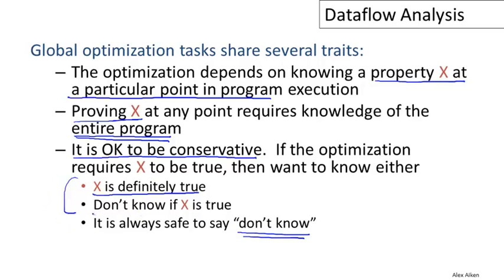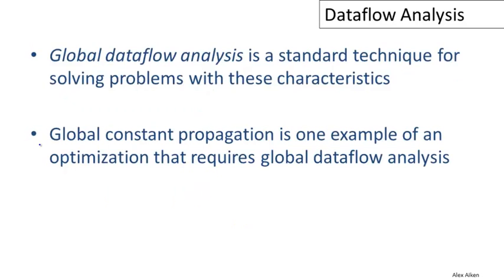So having approximate techniques, or techniques that don't always give the correct answer to the questions that we want to ask, is okay as long as we are always right when we say that the property holds, and otherwise we just say that we don't know whether the property holds or not. To sum up, global data flow analysis is a standard technique or family of techniques for solving problems with the characteristics that we just discussed. And global constant propagation is one example of an optimization that requires global data flow analysis. And in the next several videos, we'll be looking at global constant propagation and another data flow analysis in more detail.